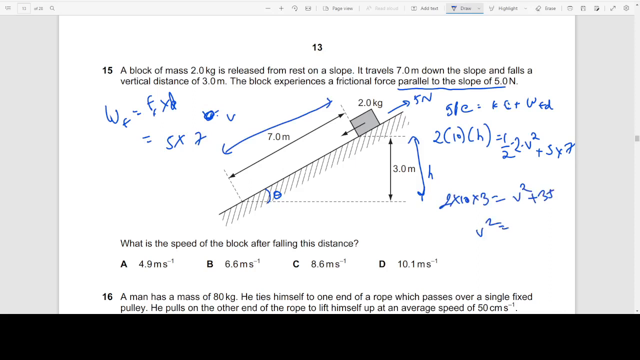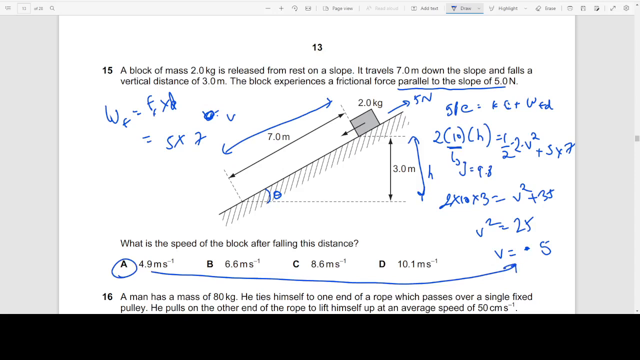So v square is 25, v is 5. So actually I had taken g as 10 over here. If you take g as 9.8, you'll get answer as A, which is close again to velocity v equals 5.